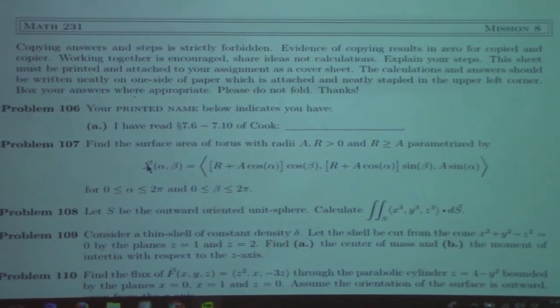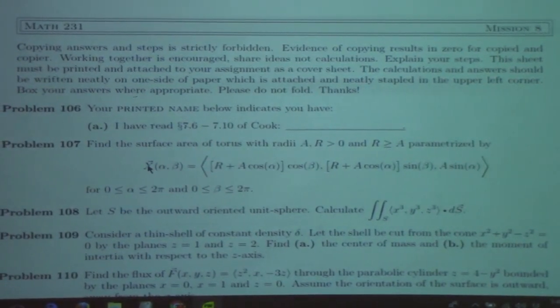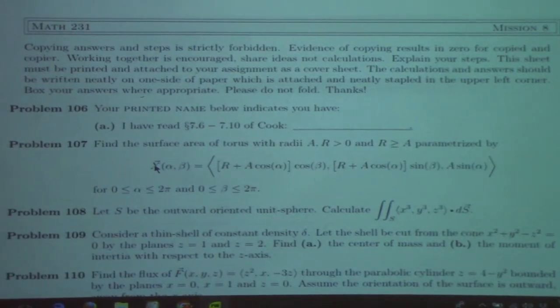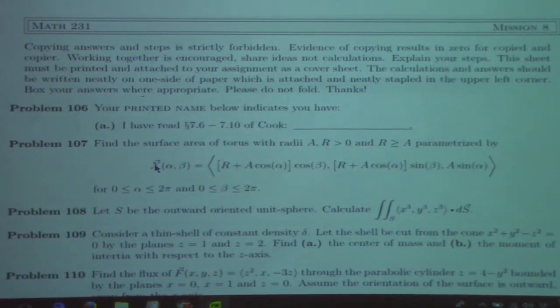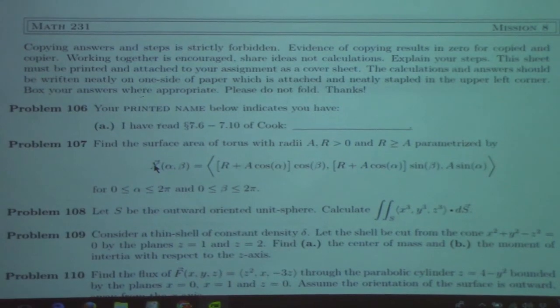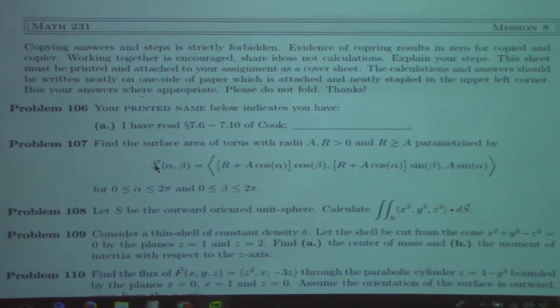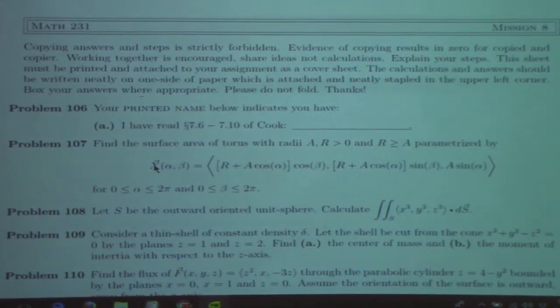All right, so here's a thought, just looking ahead: surface area of a torus. So you've got a big radius and a little radius. What would be the coolest possible answer? Zero. Oh, I guess I don't know. Never mind.